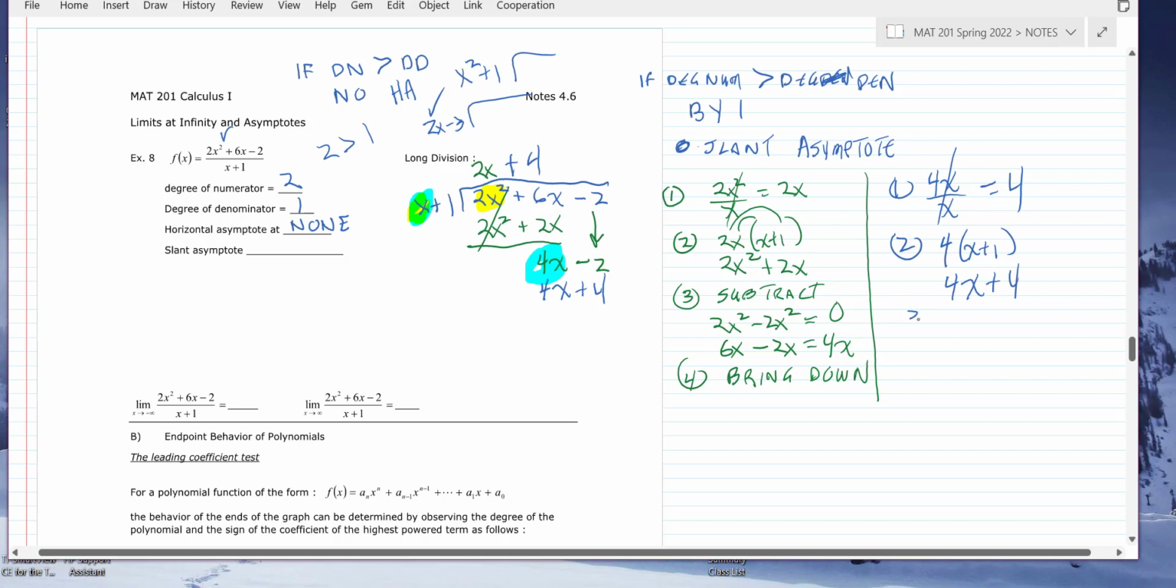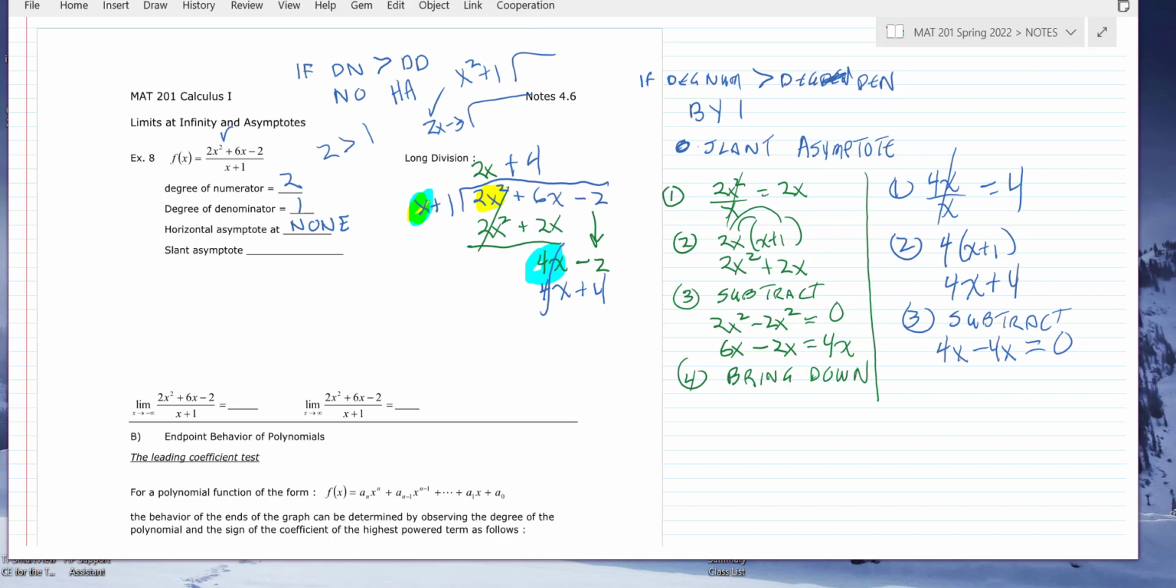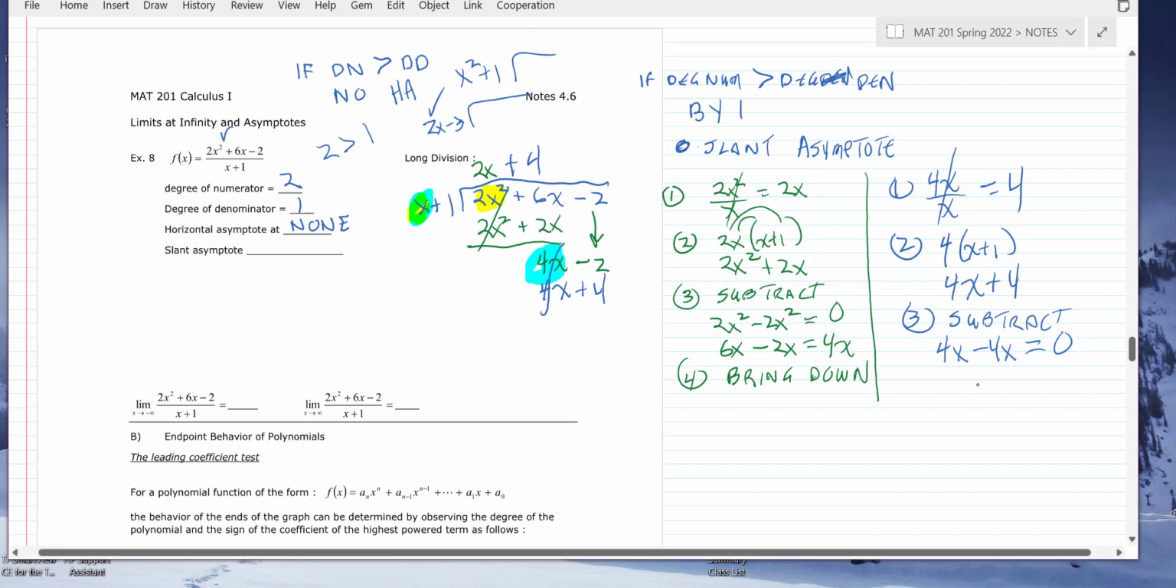Step 3 is to subtract. So I'm going to do 4x minus 4x, which is 0. That's going to cancel. This first column will always cancel. If it doesn't, you're doing something wrong in your division step. Then the next thing you do is you do negative 2 subtract 4, which is negative 6. And then this thing right here gives you the remainder.